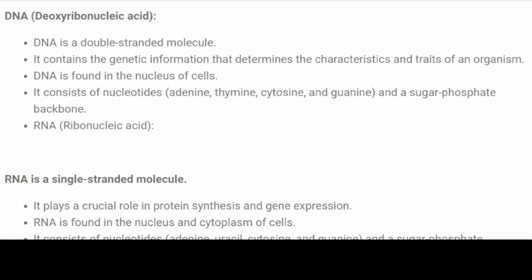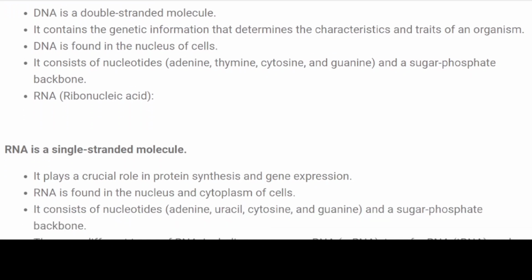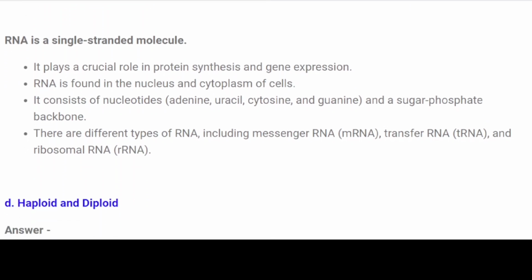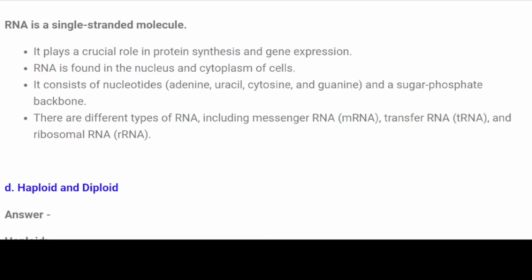RNA, ribonucleic acid. RNA is a single-stranded molecule. It plays a crucial role in protein synthesis and gene expression. RNA is found in the nucleus and cytoplasm of cells. It consists of nucleotides, adenine, uracil, cytosine, and guanine, and a sugar phosphate backbone. There are different types of RNA, including messenger RNA, mRNA, transfer RNA, tRNA, and ribosomal RNA, rRNA.